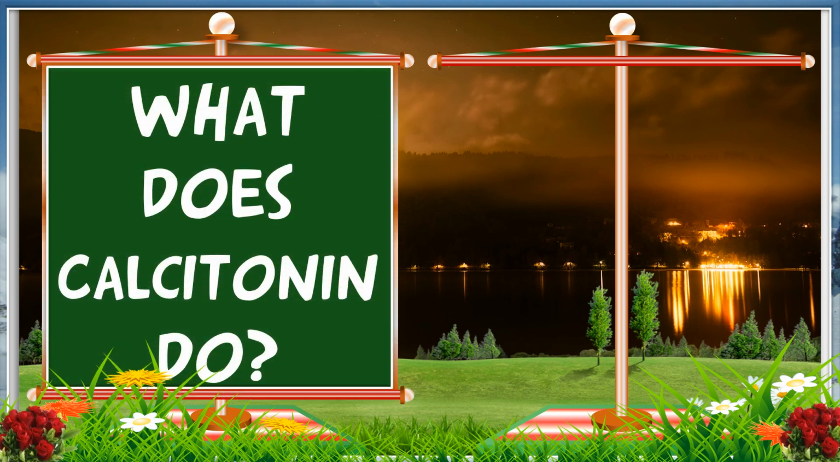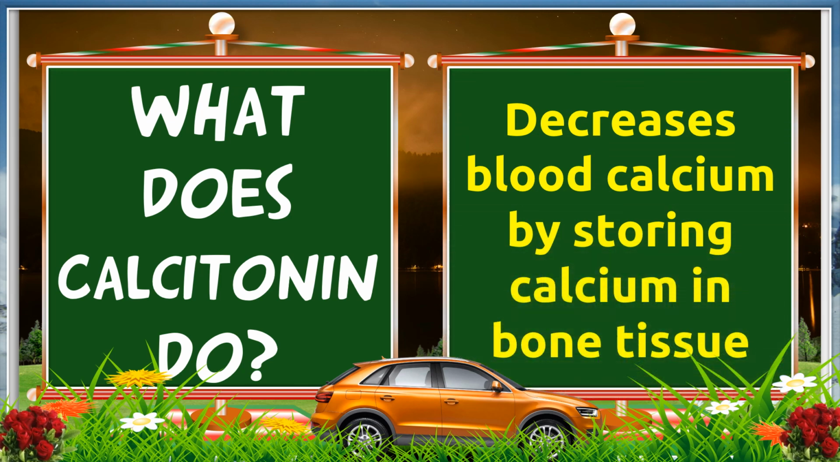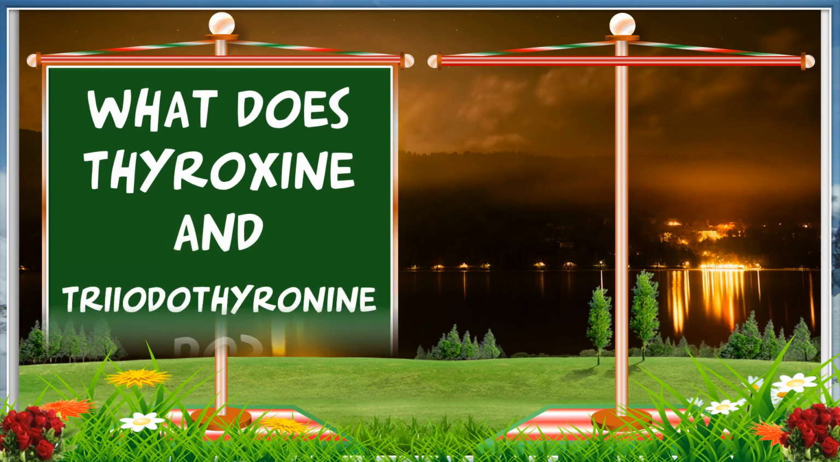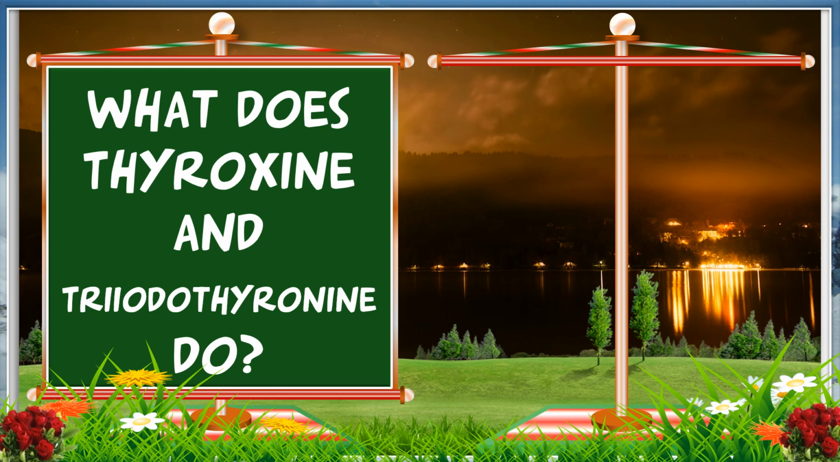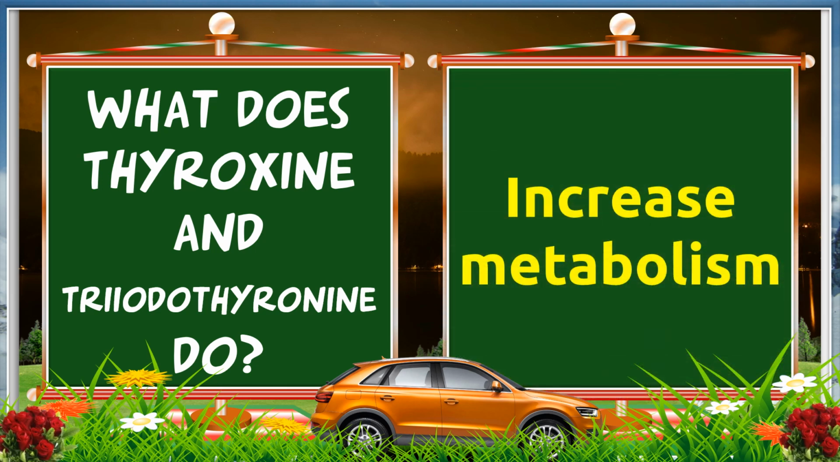What does calcitonin do? It decreases blood calcium by storing calcium in bone tissue. What do thyroxine and triiodothyronine do? Increase metabolism.